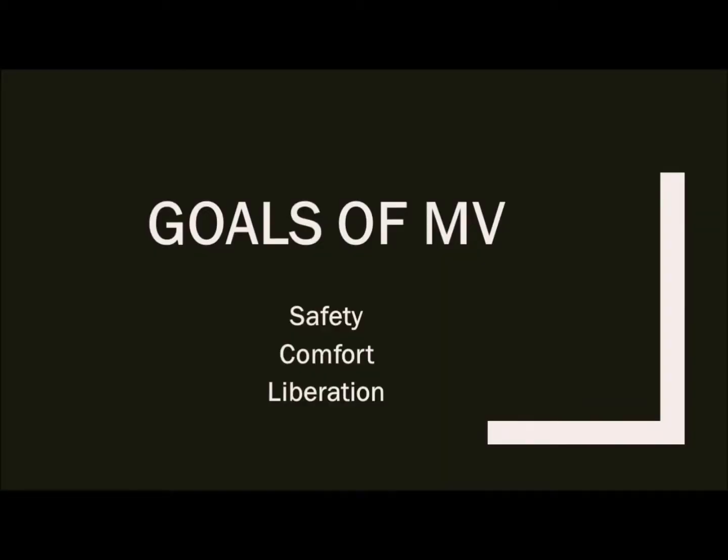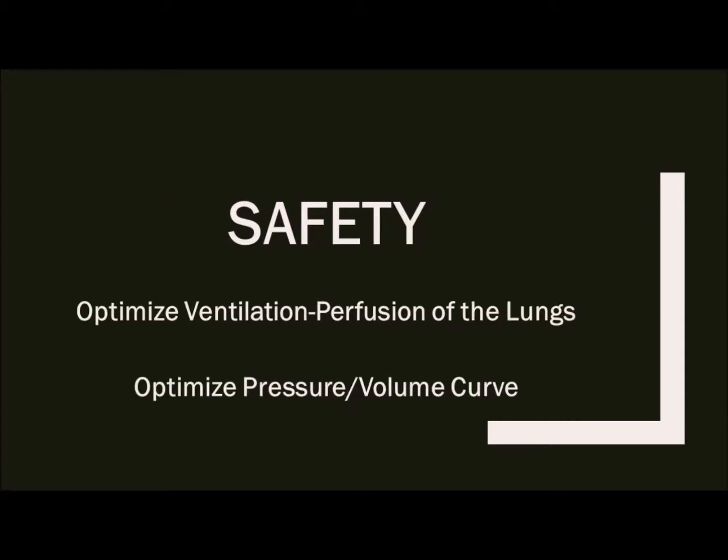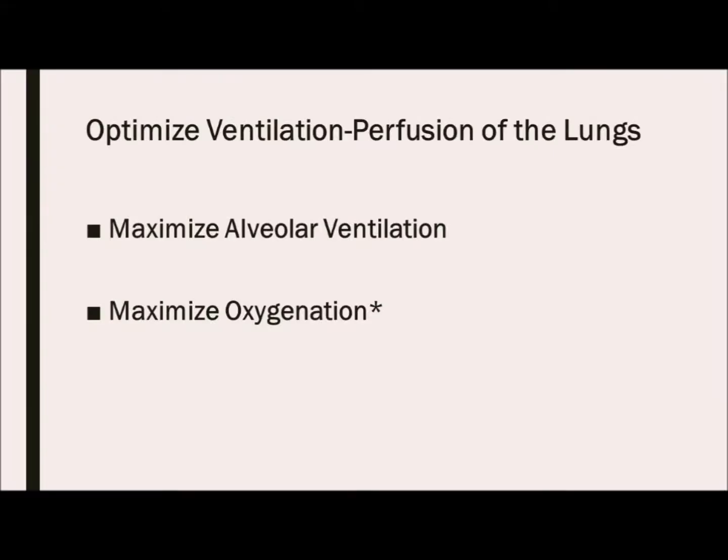Here are the three goals of mechanical ventilation. Let's look at each in more detail. First, safety. Within safety, there are two main objectives. One is to optimize the ventilation perfusion of the lungs, and second, to optimize the pressure volume curve. Optimizing the ventilation perfusion of the lungs, there are also two aims. One aim is to maximize the alveolar ventilation. The second is to maximize oxygenation.